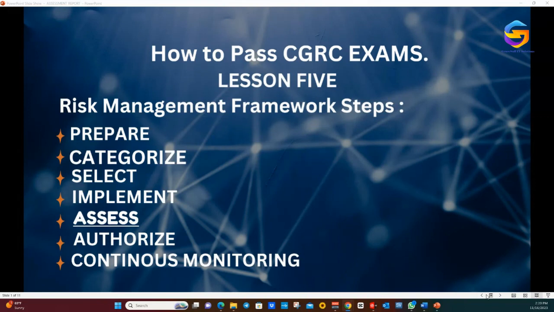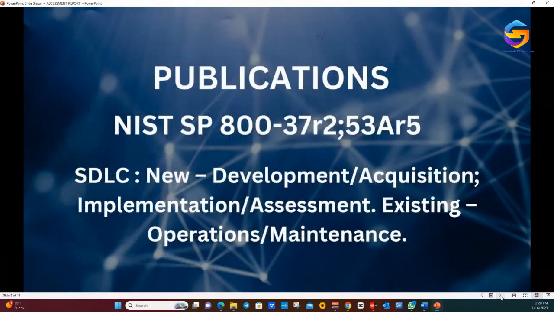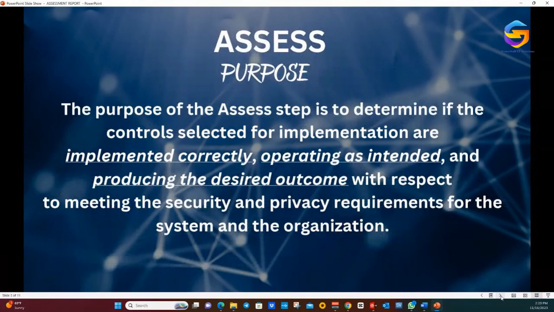Now, as usual, let's look at the purpose of the assess step. The purpose of the assess step is to determine if the controls selected for implementation are implemented correctly, operating as intended, and producing the desired outcome with respect to meeting the security and privacy requirements for the system and the organization.